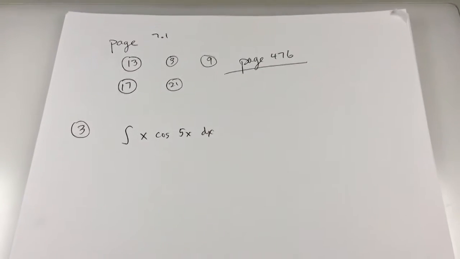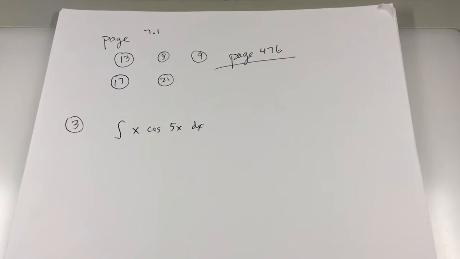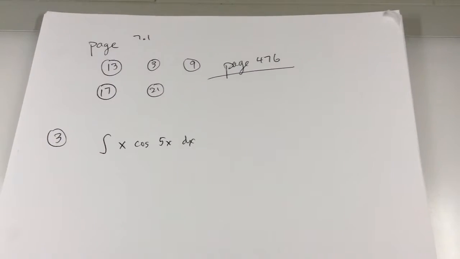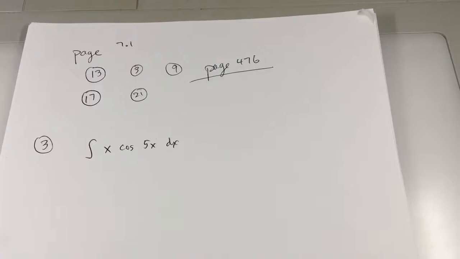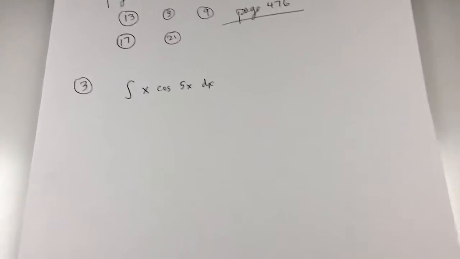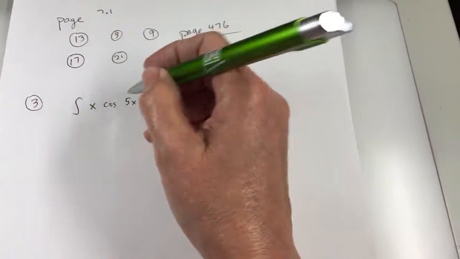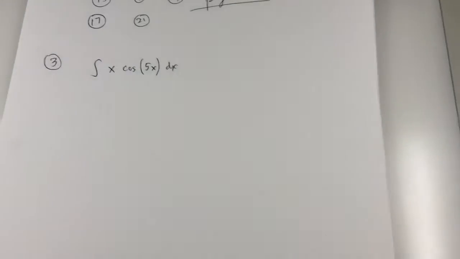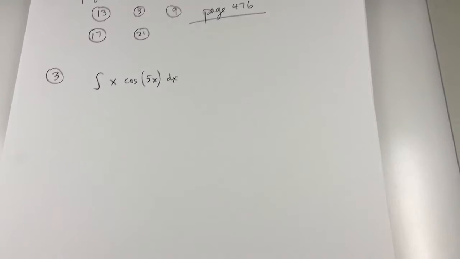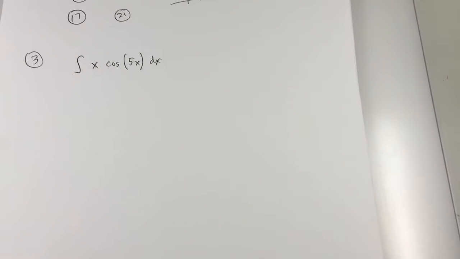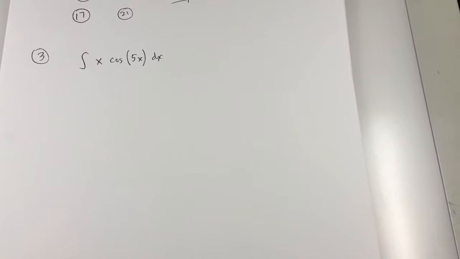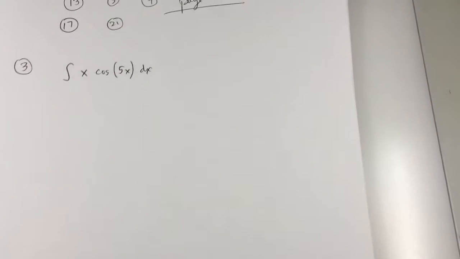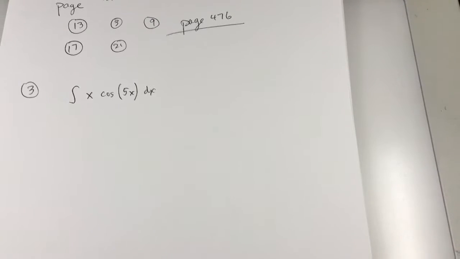We're going to work problem number 3 from page 476, the integral of x cosine 5x dx. Now, a lot of times in the book, they don't put the argument of cosine or whatever it is in parentheses, but I like for that to be in parentheses so that I know I'm not going to misread it. So I'll go ahead and put those parentheses in there. Now, I'm looking at this problem.